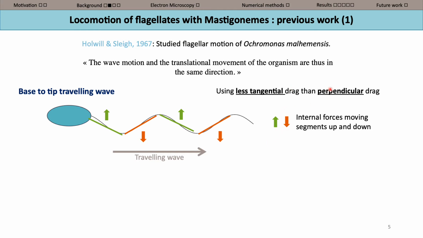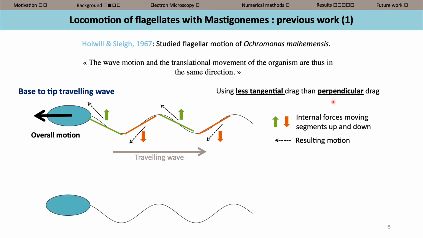So here, if we have a perpendicular drag that is bigger than the tangential drag, then the material points of our segments will not just move up or down, but they will also slide forward with some angle, because in this case they want to swim in the tangential direction. And the net effect is that overall this whole organism will move this way, so in the opposite direction from the traveling wave. But this was using this ratio, so less tangential drag than the normal drag.